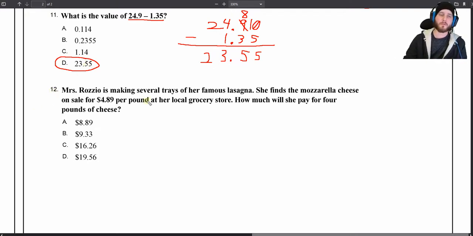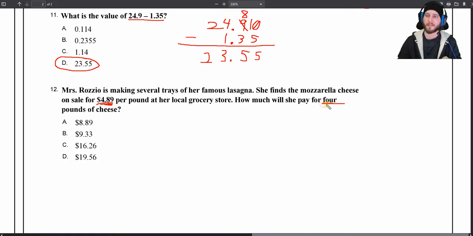And number 12, final problem. Mrs. Rosio is making several trays for her famous lasagna. She finds the mozzarella cheese on sale for $4.89 per pound at her local grocery store. How much will she pay for 4 pounds of cheese? So we are doing $4.89 multiplied by 4 pounds. So this number right here has 2 decimal places. This number obviously has 0. That is a total of 2 decimal places.